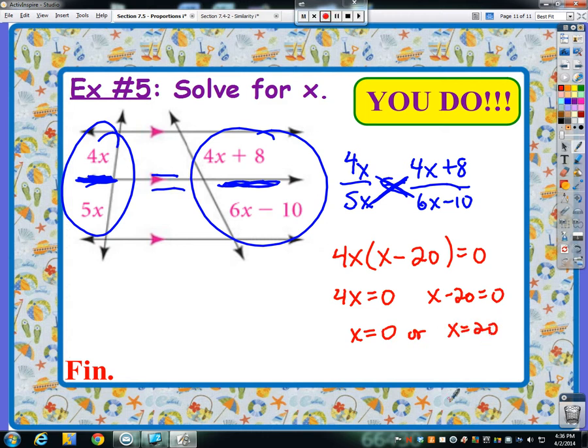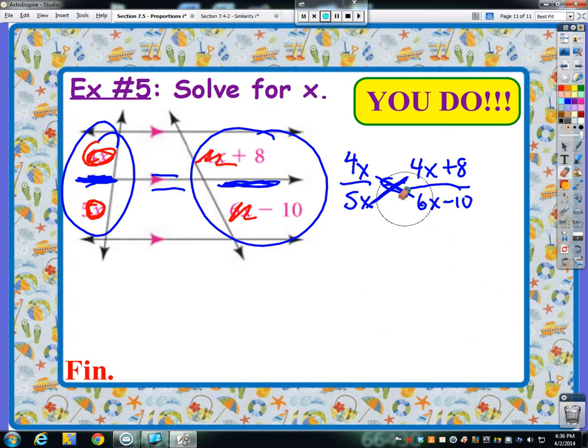And I get x equals 0 or x equals 20. Which one's the good answer that's really going to work both algebraically and geometrically? X equals 20. Because if I plug 0 in, this piece is 0, this piece is 0, this piece is 8, and this piece is negative 10. That definitely does not work 3 out of those 4 ways. So 20 is my only real answer here. Now I'm going to backtrack, and I'm going to show you how you could have made this problem much more simple.